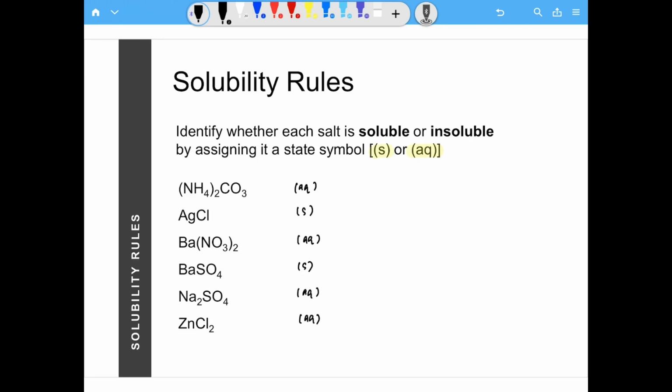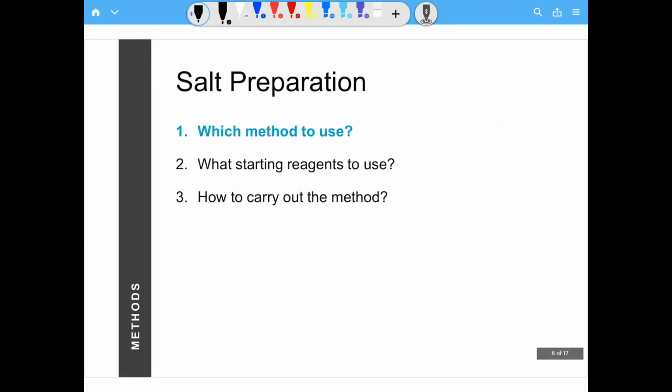Okay, now that we have learned to determine whether a salt is soluble in water or not, we will look at how we can prepare them. Now, in the preparation of salts, there are 3 questions to ask. What method do we use? What starting reagents do we add? Starting reagents meaning what ingredients do we add to prepare a particular salt? And lastly, how to carry out the method, meaning the procedure to prepare the salt. Alright, we'll look at the questions one by one.